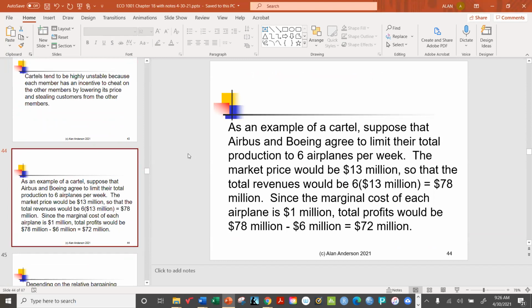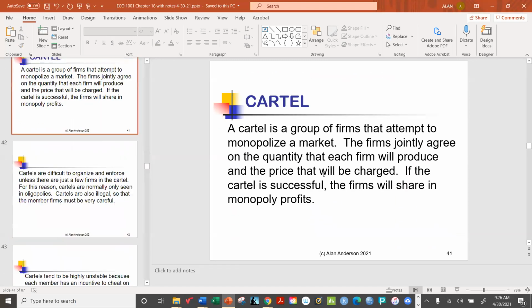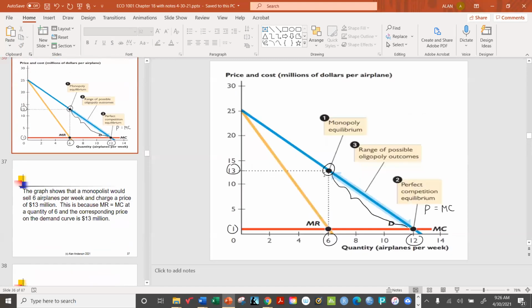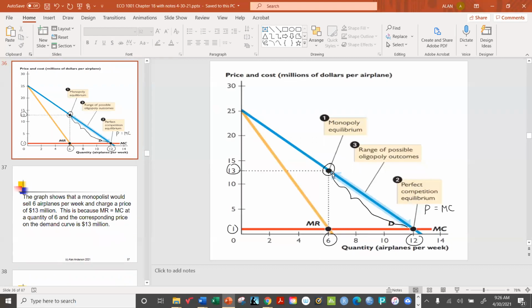Let's say that they decide they produce a total of 6 airplanes per week. The monopoly case, 6 airplanes a week. They're going to receive a total revenue, if you look at this curve, of $78 million. 6 planes, $13 million each. Altogether, the revenues in this industry will be $78 million. The cost, though, will be $6 million because each plane costs $1 million.